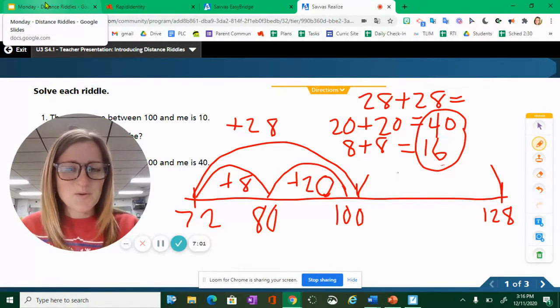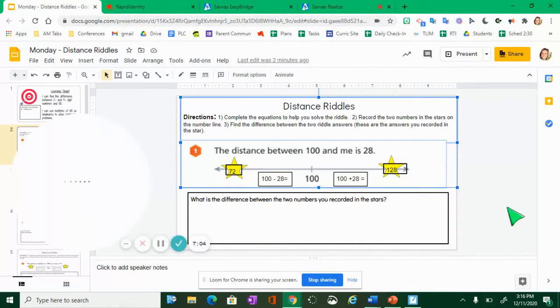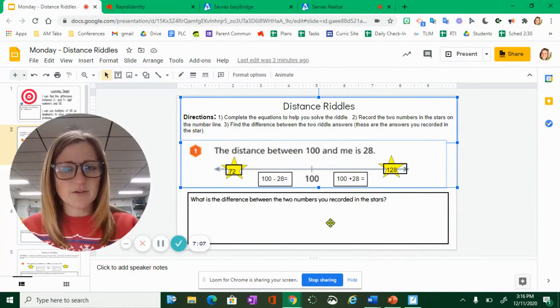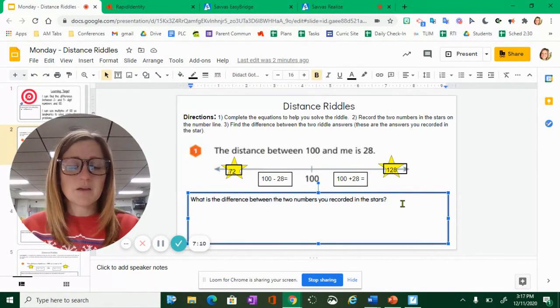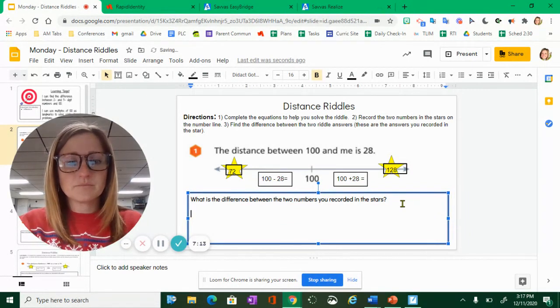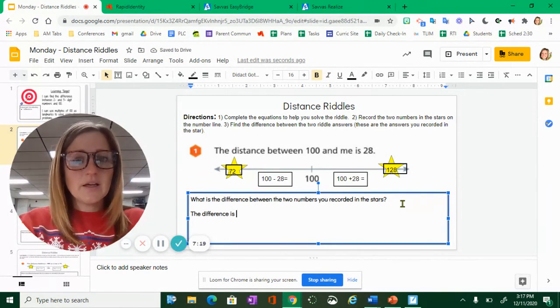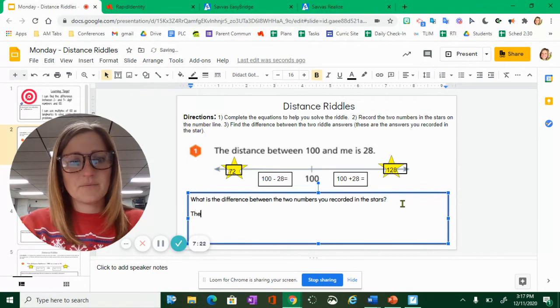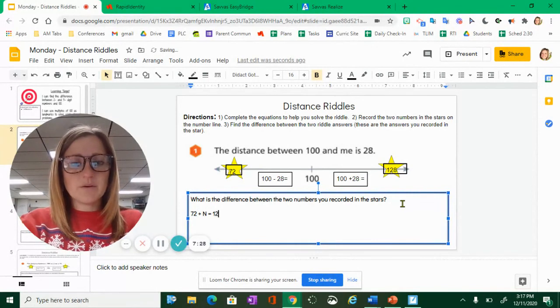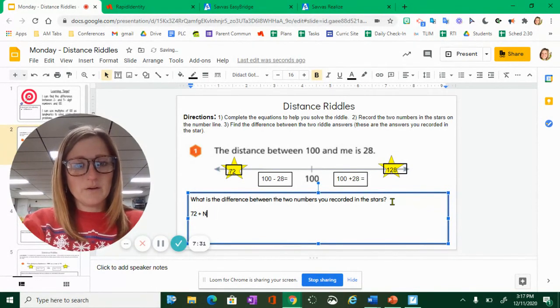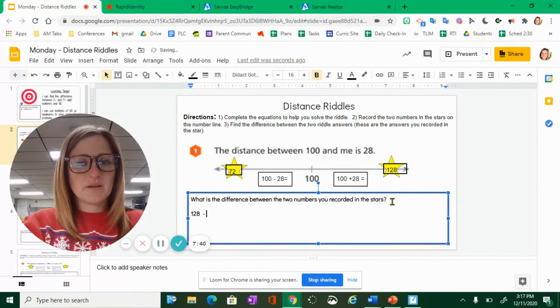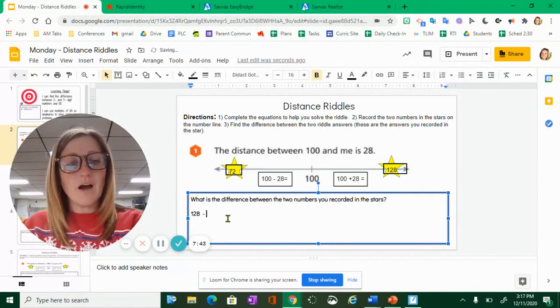Using your riddle might help you go a little bit faster. Very cool. So that bottom box is asking you what's the difference. So if you were typing, which maybe you want to type, you could say the difference is, and then you could say the answer. You also might say 72 plus, and then tell your number. That's one way you could do it. Or another way would be 128 minus the mystery number. So think about a way you could show what you got when you find the difference.